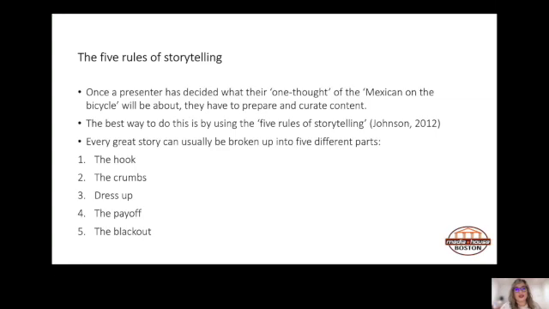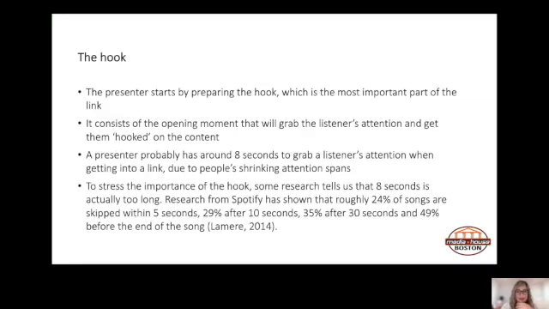So the best way to start preparing your content piece is by utilizing the 5 rules of storytelling. This comes down to that every great story can usually be broken up into 5 different parts: the hook, the crumbs, the dress up, the payoff, and the blackout. So the hook is the most important part of the link. This is the moment where you will grab the listener's attention and get them hooked on the content. It's also called a tease or a throw forward.